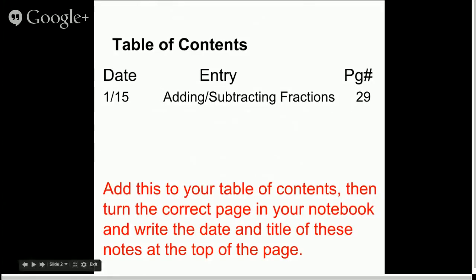Let's get started. Add this to your table of contents. Make sure the date and page number are correct in your notebook. Go ahead and pause it.